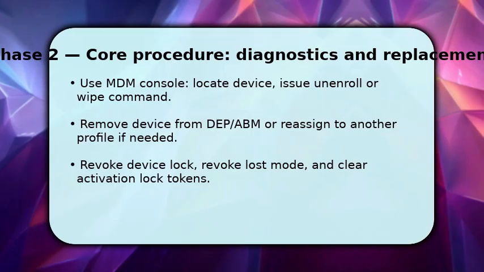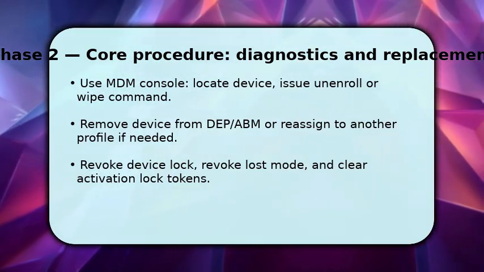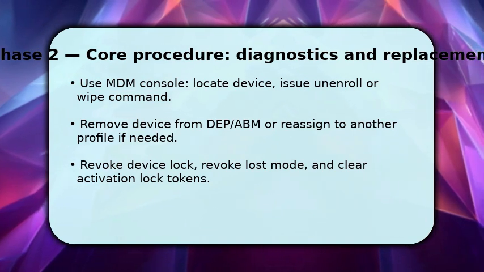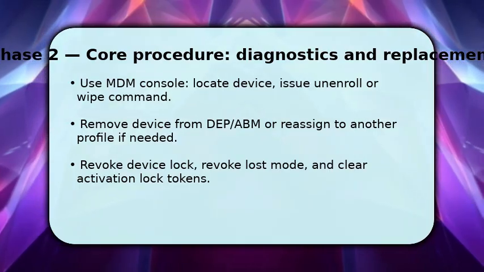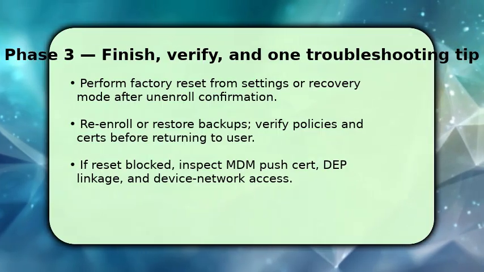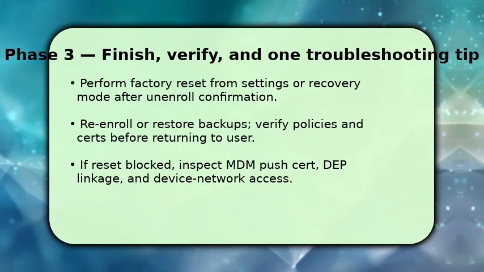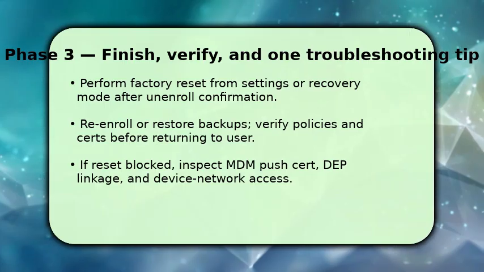If commands fail, check push certificate renewal and retry. Intermittent failures often mean the device didn't receive the unenroll callback. You perform the factory reset only after confirming unenroll succeeded. Use settings reset or recovery mode if the UI is blocked. After reset, restore backups and re-enroll the device with a clean profile, making sure certificates and policies are valid so the device won't be immediately locked again.